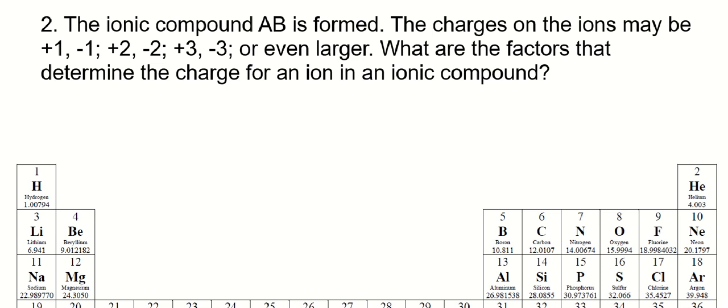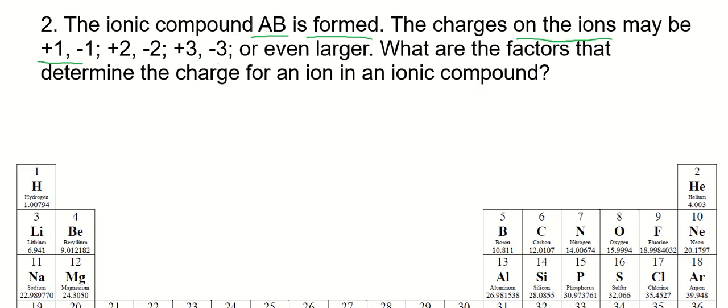Hello everybody, welcome back. We have an ionic compound AB formed. Charges on those ions can be plus minus 1, plus minus 2, plus minus 3, or even larger. What does that mean? Basically saying this can be any binary ionic compound, A and B. So what are the factors that determine the charge of an ion in this compound?